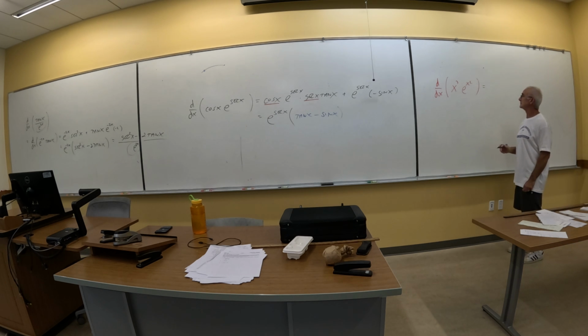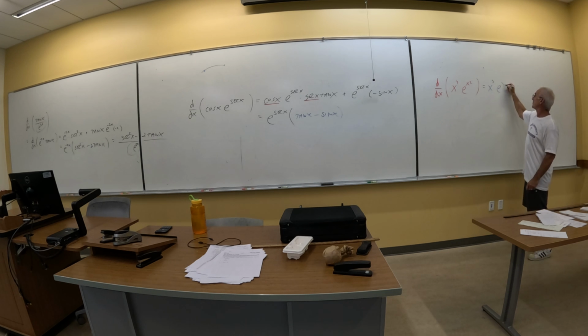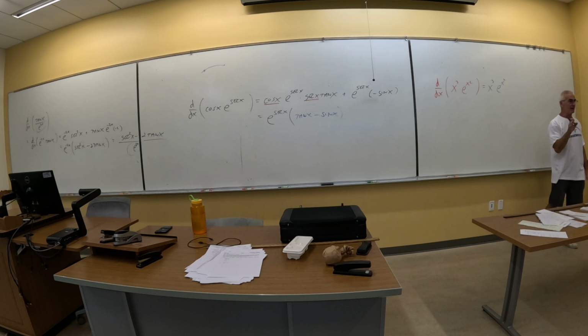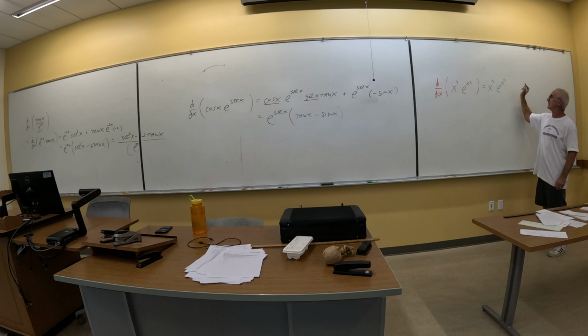Okay, so the first thing I'm going to write is x cubed times e to the x squared. e to the thing, and again, if you have to say it out loud, say it out loud. e to the thing, so therefore times the derivative of the thing, which would be 2x. 2x. Okay, stop.